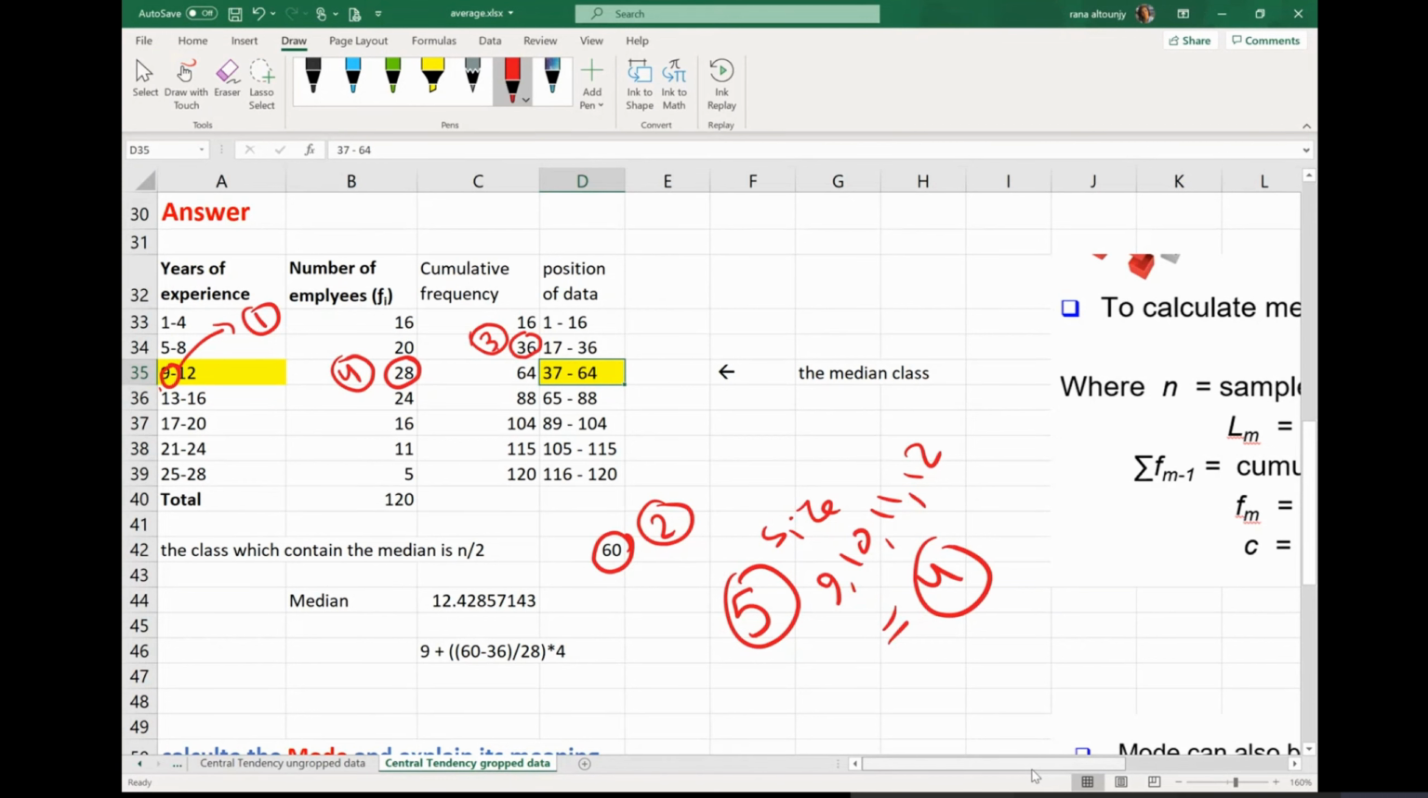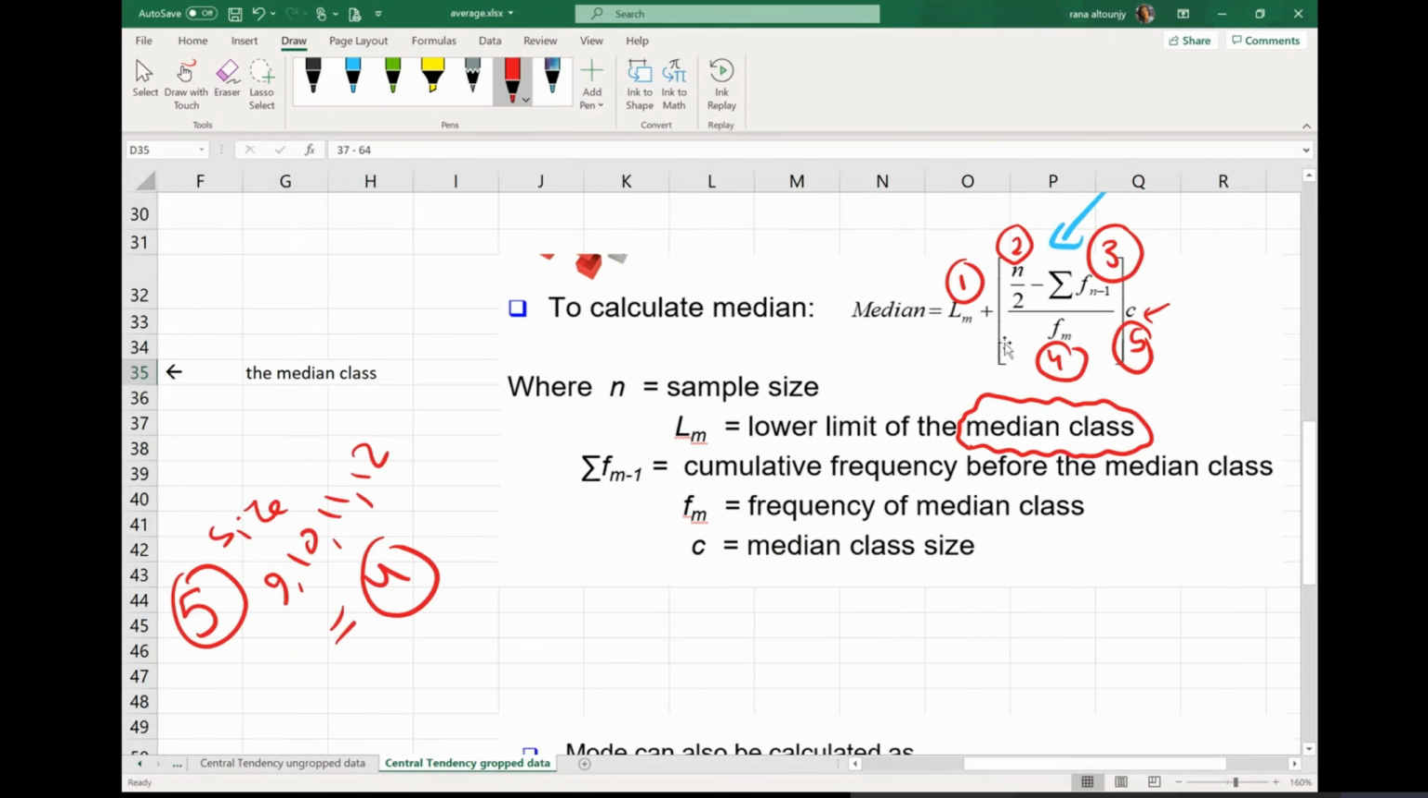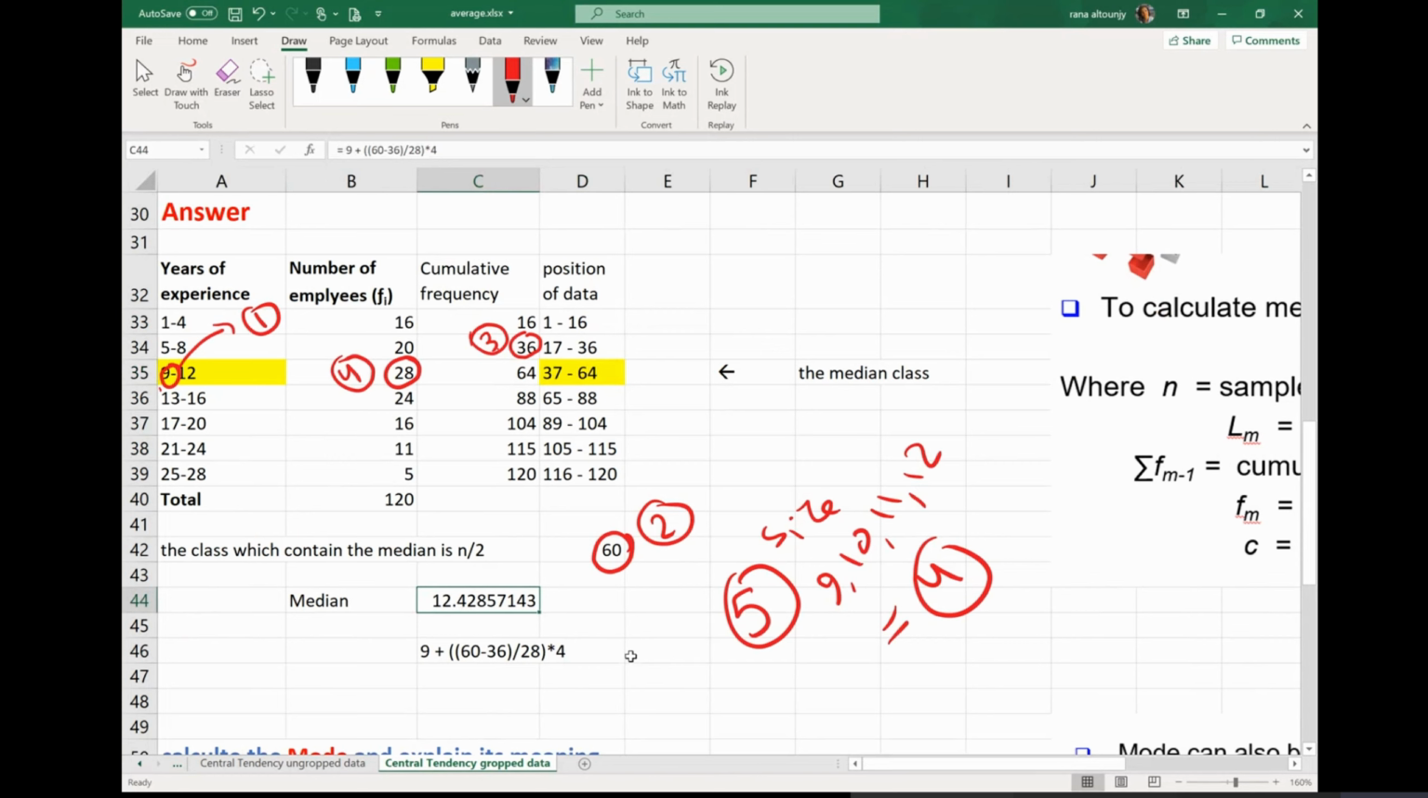So we put it in the equation. If you remember, our equation is LM plus n divided by 2 minus the sum of FM minus 1, divided by FM, multiplied by C. So we reached this number, 12.4. It means the median of this data, the middle point of this data, is 12.4.